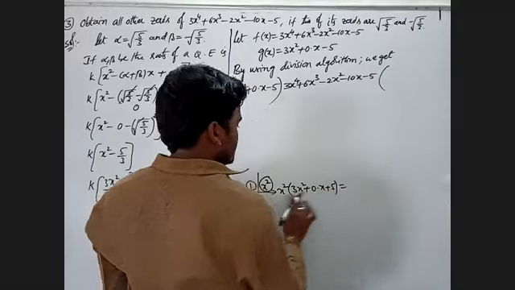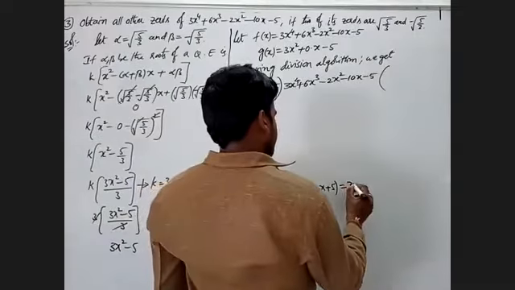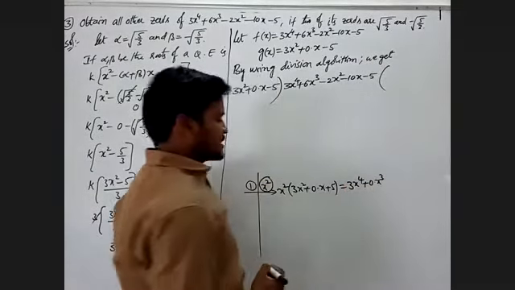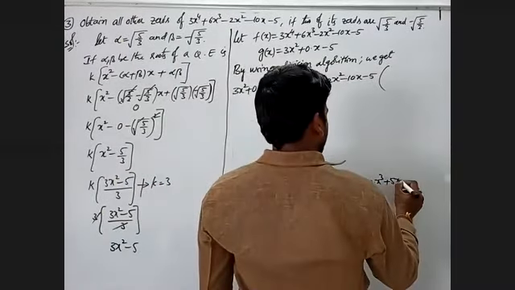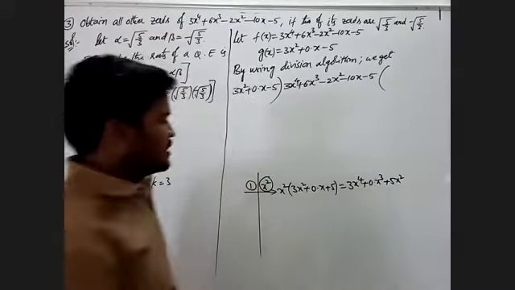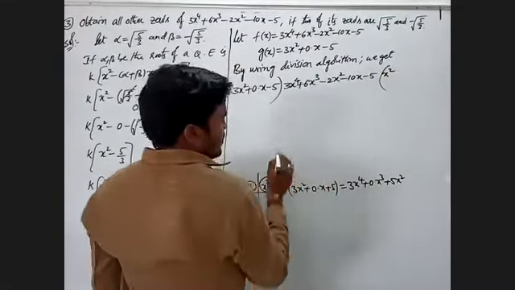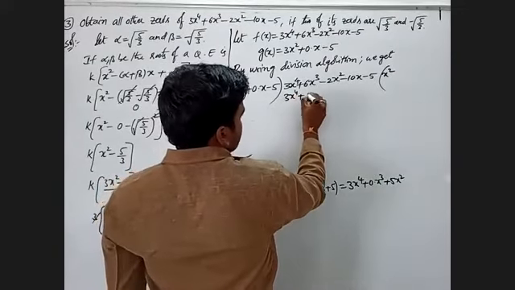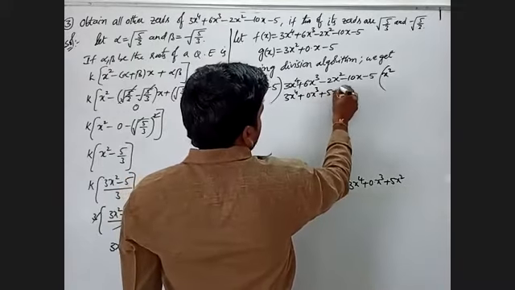Now I will write 3x square into x square is nothing but 3x power 4, plus 0 into x square into x is x cube. After that, 5 into x square is 5x square. Here we will take the value x square. Here I will write 3x power 4 plus 0x cube. After that we will take plus 5x square.